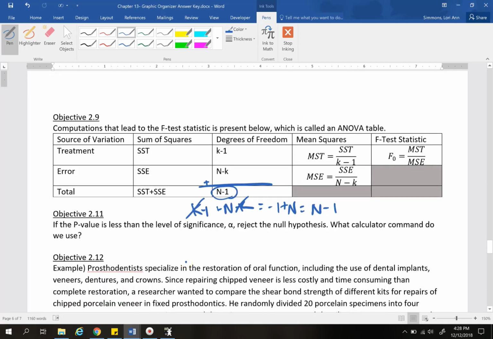If the p-value is less than the level of significance alpha, reject the null hypothesis. What calculator command can we use? That would be number 22.